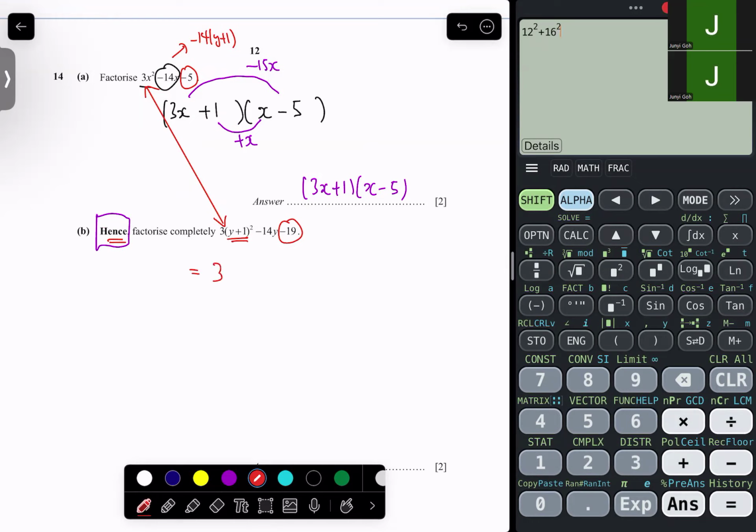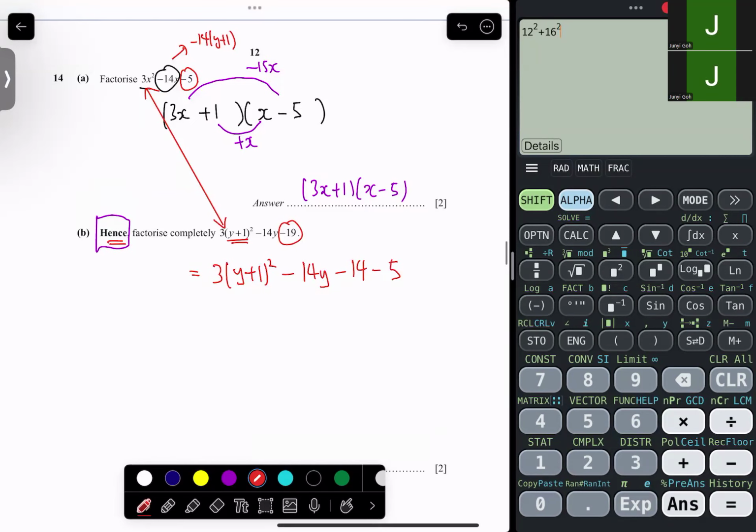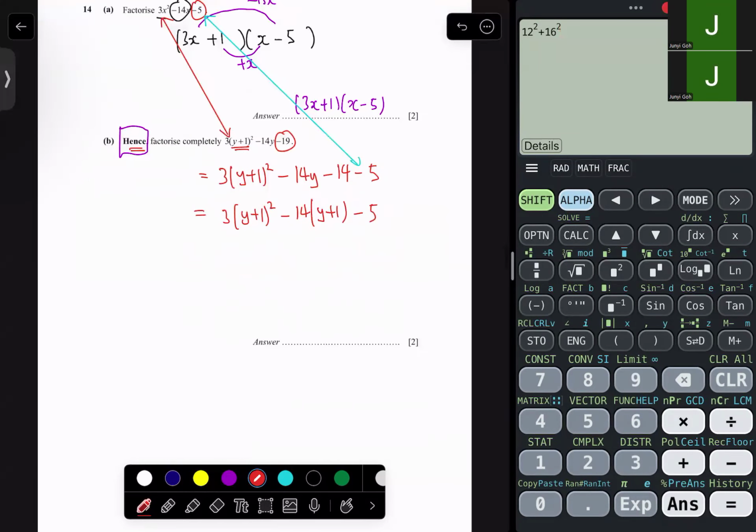So 3(y plus 1) squared minus 14y minus 14 minus 5. I need to do it in such a way that I can match the negative 5 as well. Here what will we have? 3 bracket y plus 1 squared minus 14 bracket y plus 1. Why is it y plus 1? Because I factorized out negative 14. Then minus 5. Then we can see that this is actually a replica of the thing above.